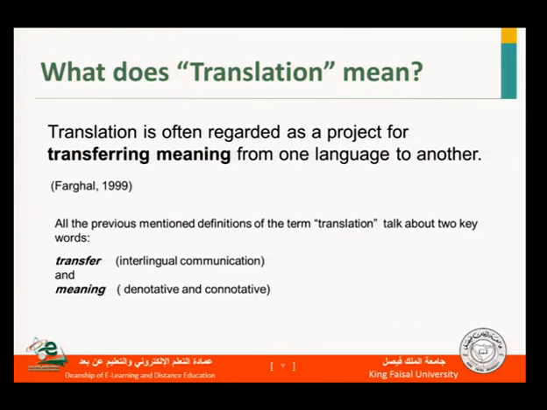This is for Farghal. All the previously mentioned definitions of the term translation talk about two key words. The first one is transfer, and the second one is meaning. Two key words in the definition of translation: transfer and meaning. كلمات مفتاحية أساسية في الترجمة هما transfer, النقل, meaning, المعنى.